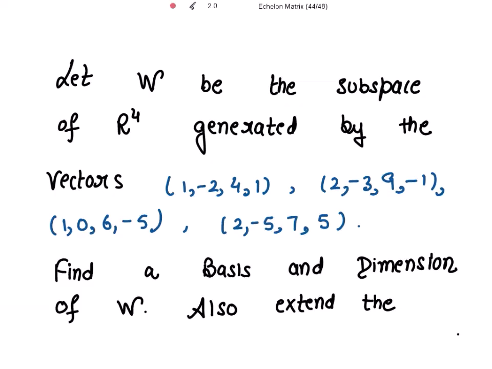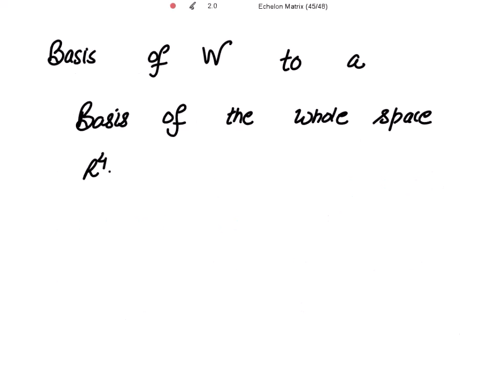Good morning. This is a very important question and an expected one. Let W be the subspace of the 4-dimensional vector space generated by these given vectors, and we have to find the basis and dimension of the subspace W. Also extend the basis of W to a basis of the whole space R4.